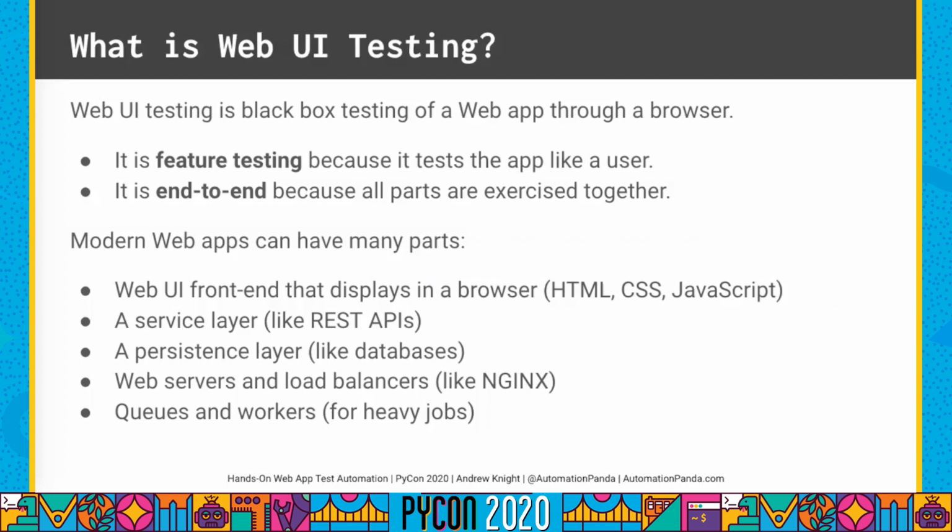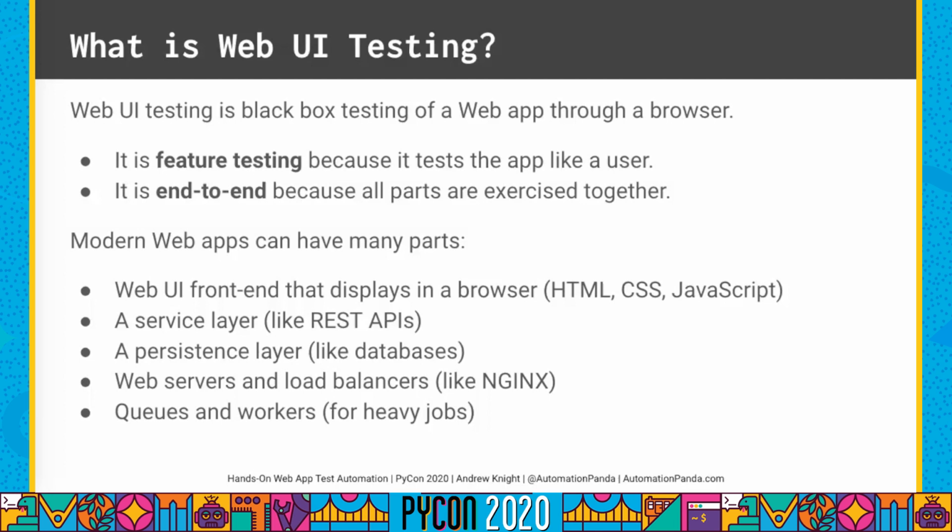So now let's talk specifically about web UI testing. What is it? Web UI testing is black box testing of a web application through a live browser. During these tests, we will open up Chrome or Firefox or whatever other browser you want to test, navigate to the web page just like you're a regular human user, and interact with things on that page. Web UI testing is feature testing because it tests the app like a user. It is also end-to-end testing because all the parts of a web application are exercised together.